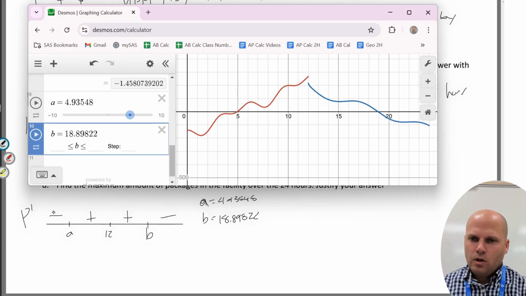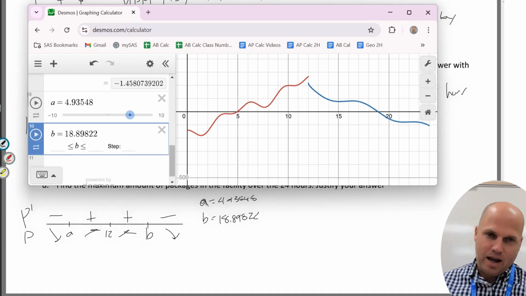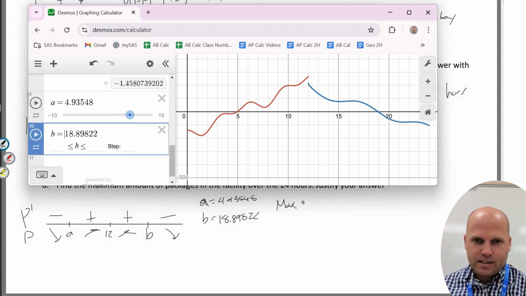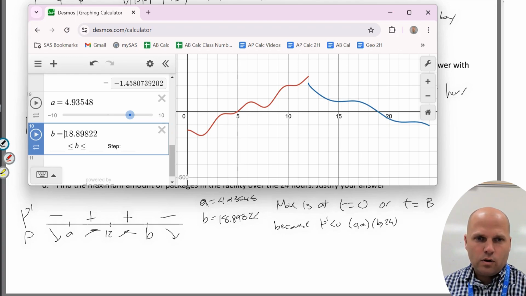Okay, so that means my total packages are decreasing, then increasing, then decreasing. I'm assuming that B is going to be the max. But my candidates: max is at t equals 0 or t equals B, because my derivative is negative from 0 to A and B to 24, and my derivative is positive from A to B.